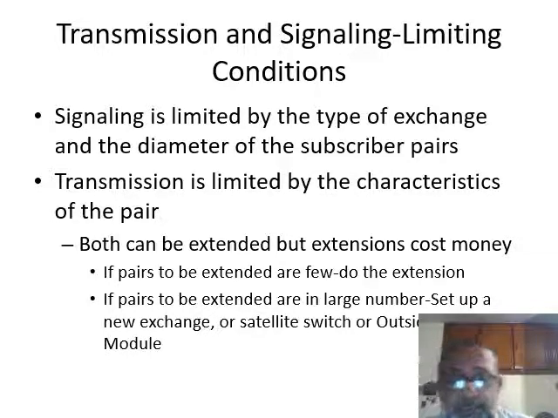If the pairs to be extended are few, do the extension by using pair extenders or amplifiers. If the pairs to be extended are in large number, then set up a new exchange or satellite exchange or an outside plant module. Nowadays, a very good example of such a module is an MSAG, which is multi-service access gateway, right?